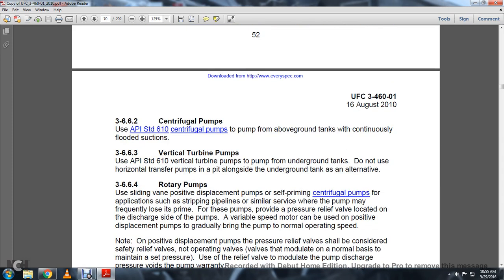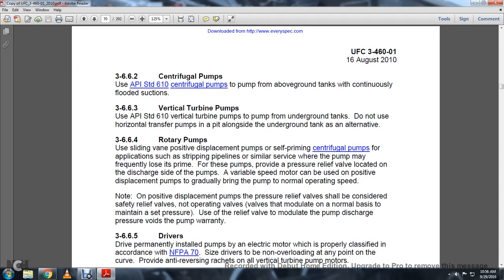366.2 centrifugal pumps. Use API Standard 610 centrifugal pumps to pump from above ground tanks with continuously flooded suction. 366.3 vertical turbine pumps. Use API Standard 610 vertical turbine pumps to pump from underground tanks. Do not use a horizontal transfer pump in a pit alongside the underground tank as an alternative.